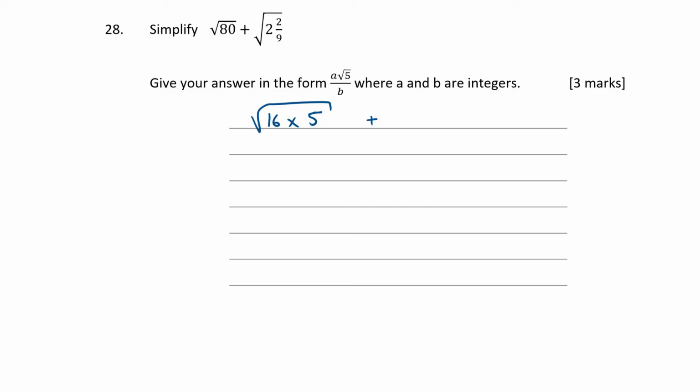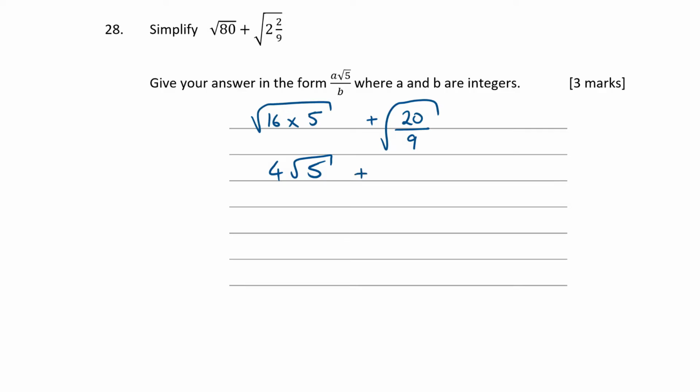So that's a mixed number, isn't it? What's that as a top-heavy fraction? 2 times 9 is 18, plus 2 is 20. So that is the same thing as 20 over 9, all square rooted. Okay. So that first one, root 16 times 5, I can break that up into two different roots. The root of 16 times the root of 5. The root of 16 is 4, so that is 4 root 5.